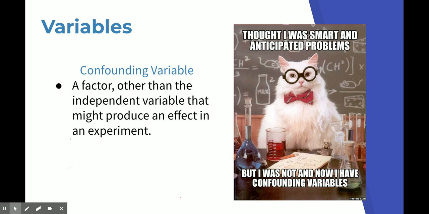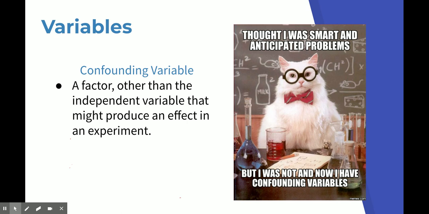The other type of variable I need to be aware of are confounding variables. These are other factors that may affect my results outside of the independent variable. So confounding variables, there can be tons of other things. Sometimes they're called third variables. So it's something else that could affect my results.